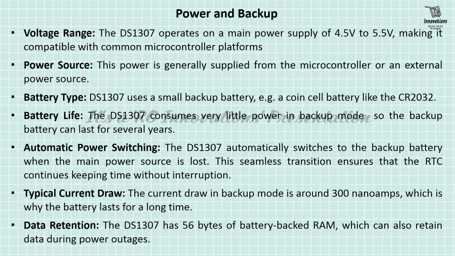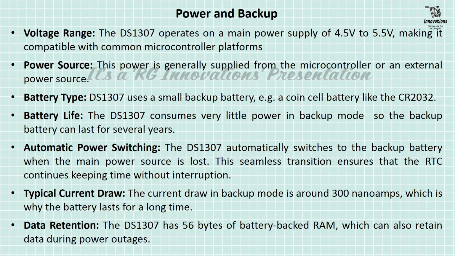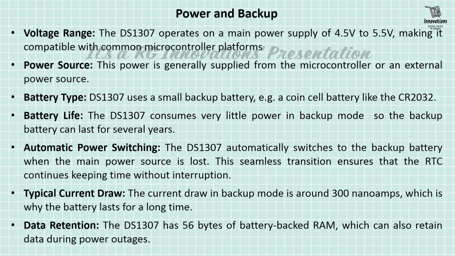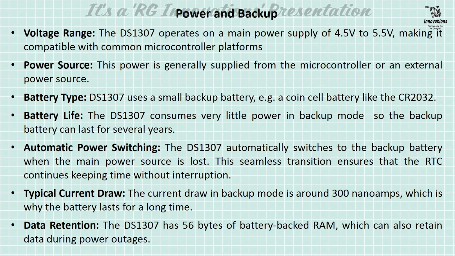Power and backup. Voltage range: the DS1307 operates on a main power supply of 4.5 volts to 5.5 volts, making it compatible with common microcontroller platforms. Power source: this power is generally supplied from the microcontroller or an external power source. Battery type: the DS1307 uses a small battery, that is a coin cell battery like the CR2032. Battery life: the DS1307 consumes very little power in backup mode, so the backup battery can last for several years.